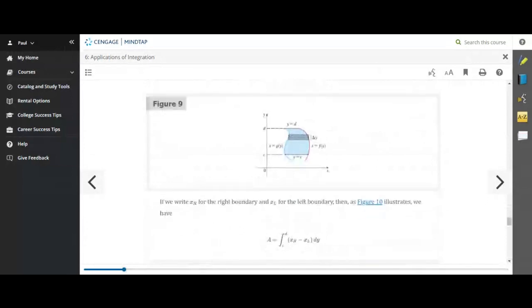Now let's look at figure 9. This is interesting. Here you have a situation where you don't have two different functions of x bounding the region. You have two different functions of y. If x is a function of y, the functions are going to look like that.